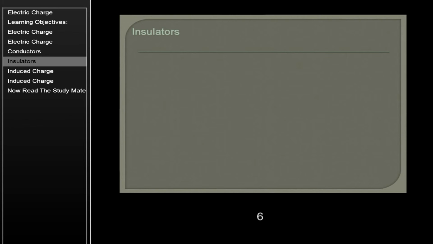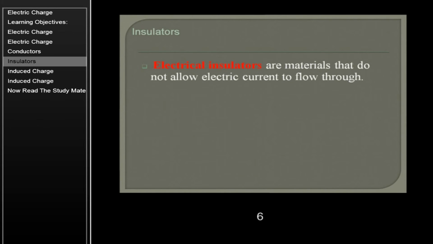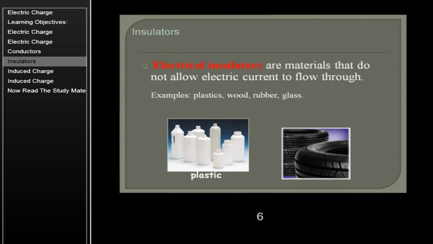Most of the non-metals like glass, porcelain, plastic, and nylon offer high resistance to the passage of electricity through them. They are called insulators. So electrical insulators are materials that do not allow electric current to flow through. You can see some of these insulators in the figure.